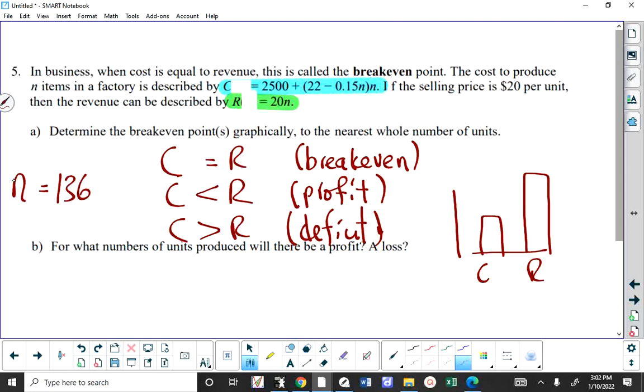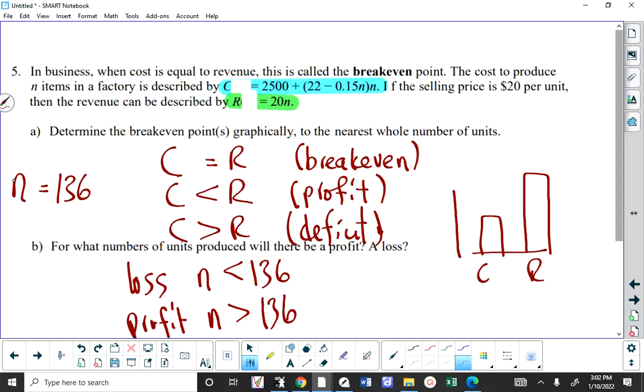For what number will there be a profit, and for what number will there be a loss? Well, a loss is less than 136, because when we looked in our table less than 136, we had more cost than revenue, and your profit is selling more than 136.